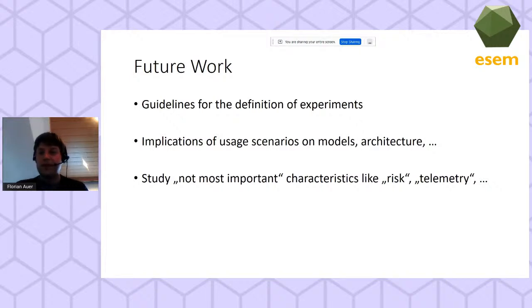Regarding future work directions, the results are the first step towards developing guidelines that support in the definition of experiments, like suggesting to focus first on the most important aspects. The usage scenarios that we saw may reveal novel implications that could affect existing models, architectures, or processes discussed in research so far. Finally, the characteristics that were not considered to be the most important can still be relevant and important to consider. For instance, it seems reasonable to also think and define risk-related aspects of an experiment prior to its execution.